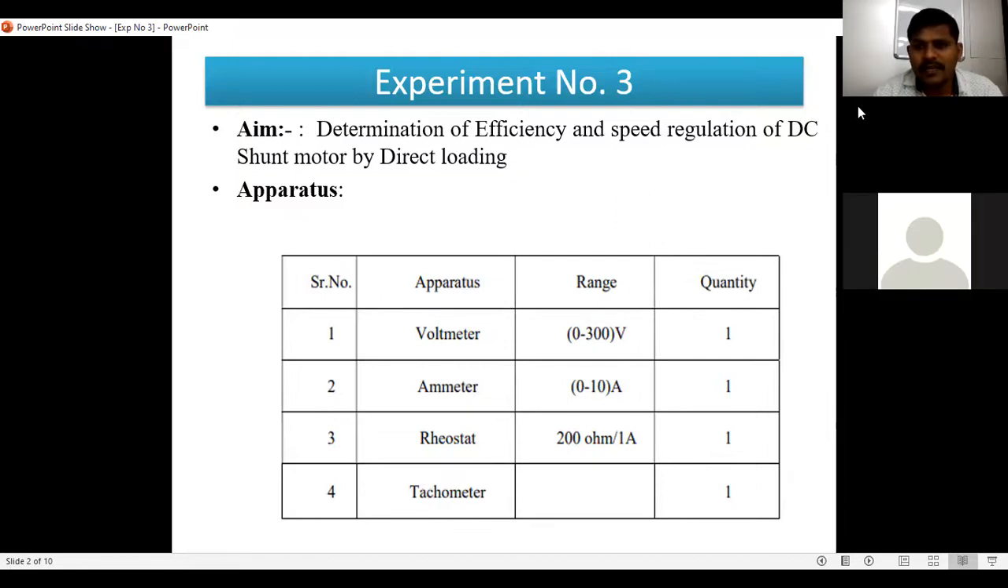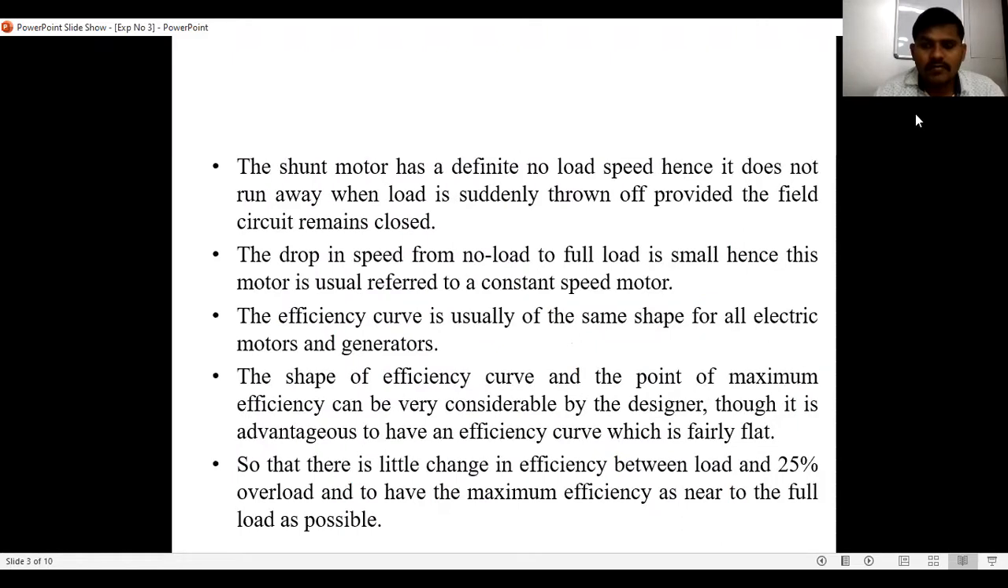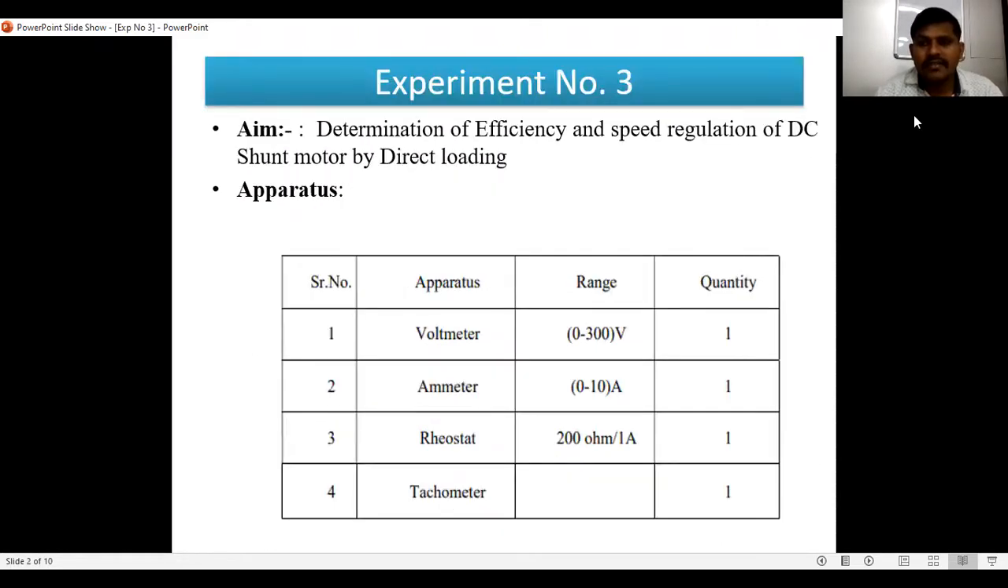To run the machine at rated speed, we use a rheostat connected in series with the field winding. Now one tachometer is required to measure the speed of the machine, that is, the speed of the DC motor.